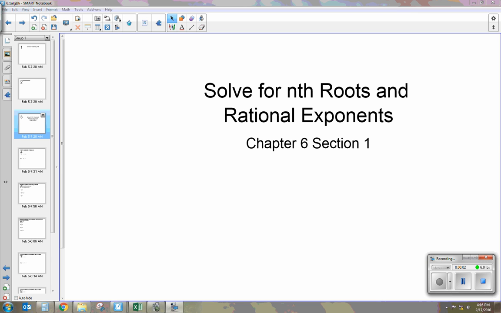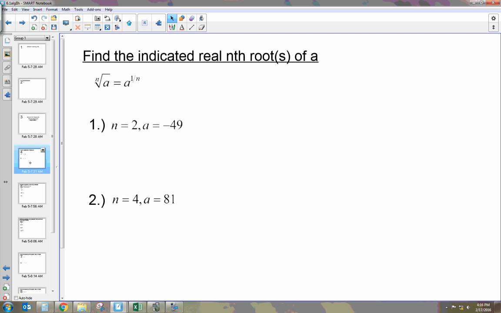We'll be talking about solving for nth roots and irrational exponents. So let's look at this, and it says find the indicated real nth roots of a. Now, a root is also the same thing as a solution or an x-intercept or a zero. So we're finding the solutions of this. So we're going to have to rewrite it. Now, we can say an nth root of a equals a to the 1 over n.